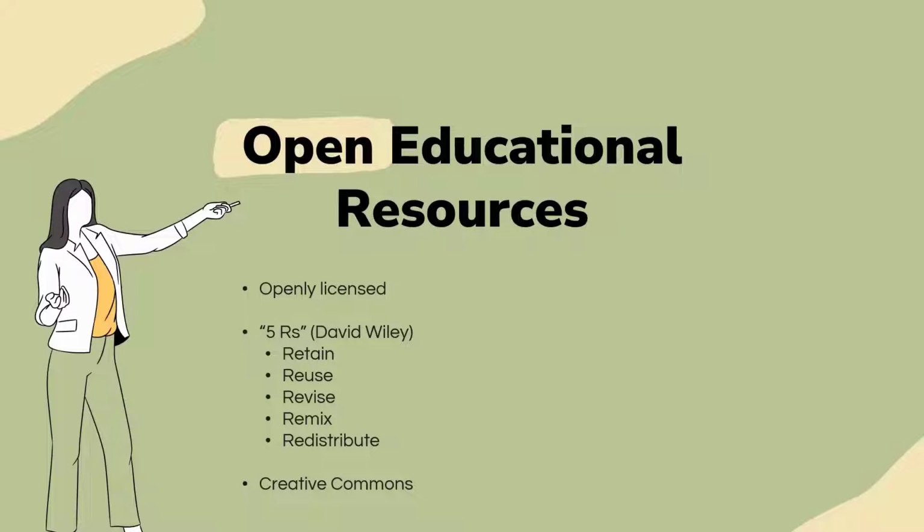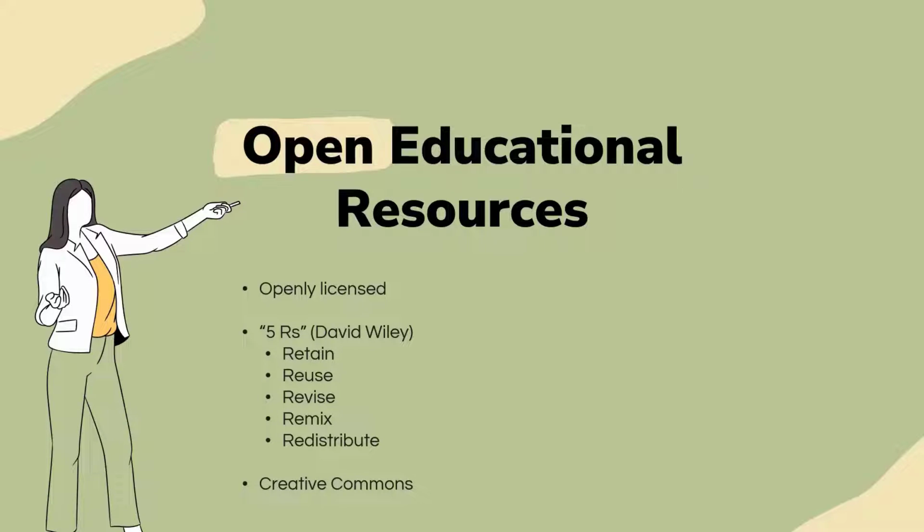So editing things that are already in existence. Revising is what it sounds like, making the edits, maybe adapting something to your local context or whatever. And remixing refers more to taking different pieces of different open resources and putting them together into something new. And then, of course, whatever is created with this needs to be redistributed.